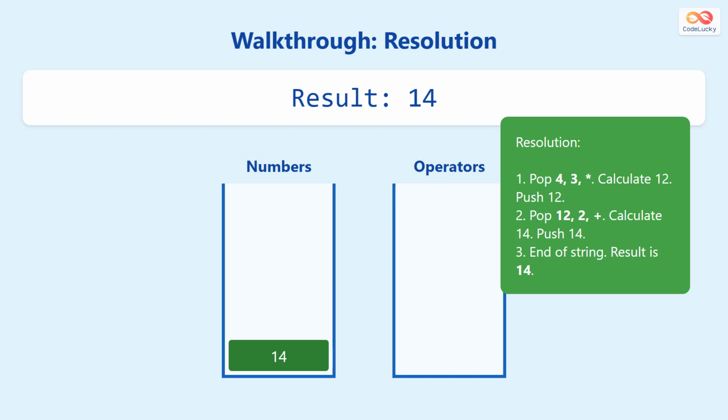Now we resolve the stacks. Since multiplication is at the top, we pop 4, 3, and the star. 3 times 4 is 12. We push 12 back. Now we have 2 and 12 with a plus sign. We pop them, add them to get 14, and push 14. The stacks are empty of operators, so 14 is our final answer.